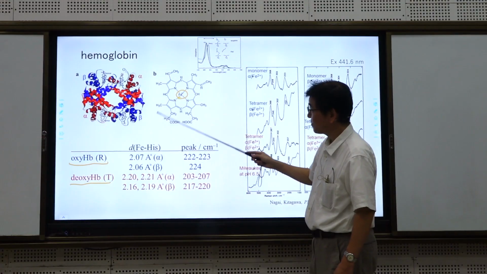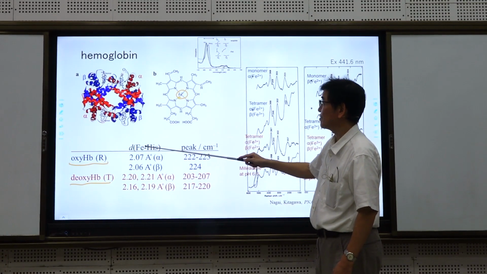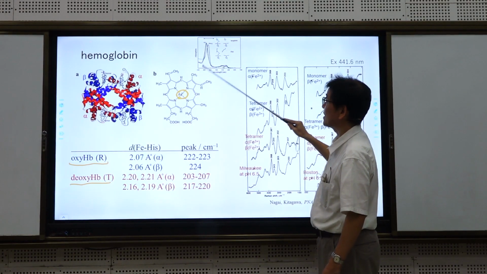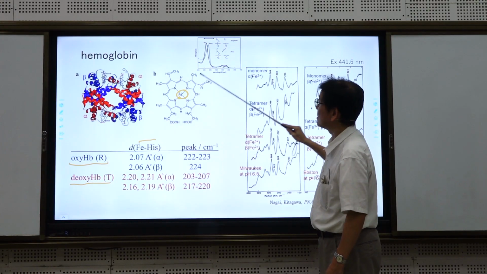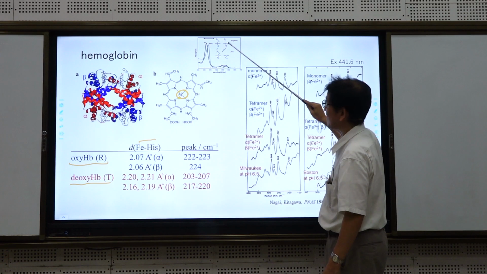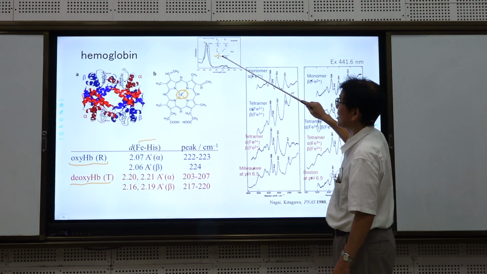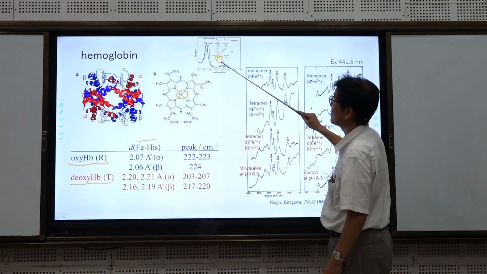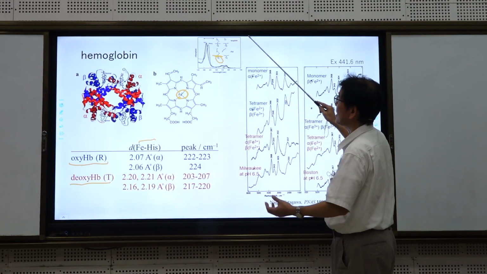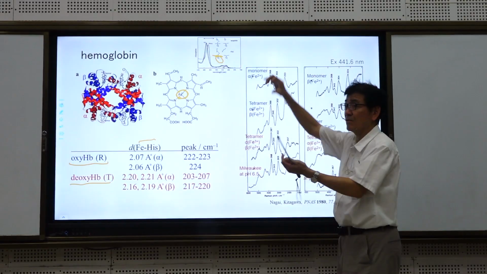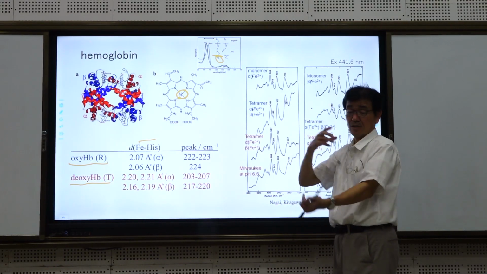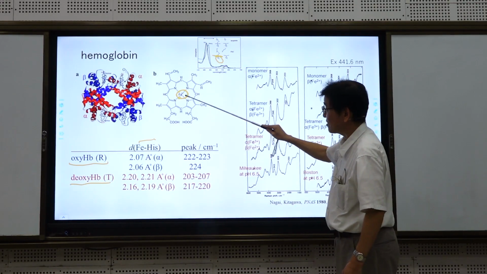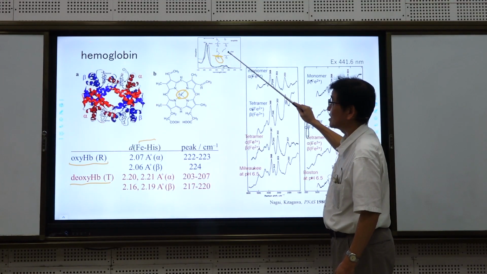reduced state, R state, the distance between iron and its ligand, histidine. Histidine may be too small. Here is a heme plane, and histidine is ligated from one side. From the other side, oxygen comes, and oxygen attaches onto the hemoglobin, and hemoglobin carries the oxygen to our body. So the relationship between heme and histidine is important.